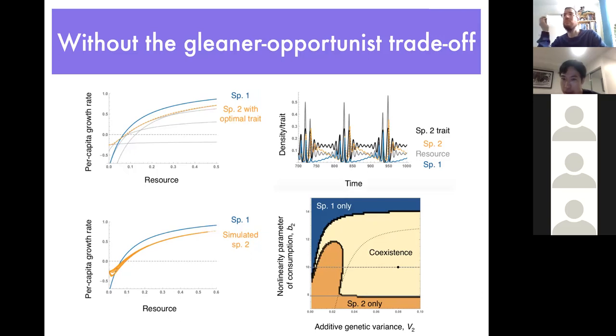Nonlinearity in the per capita growth rate? This is where I'm not an expert to speak about this. Yeah, or the nonlinearity in your trade-off, right? Between mortality and attack rate, which will affect growth rate. Yeah, if I'm saying that correctly. Could be, yeah, because the nonlinearity can affect the likelihood of stabilization. So yes, I think that should be very influential for determining these dynamics.